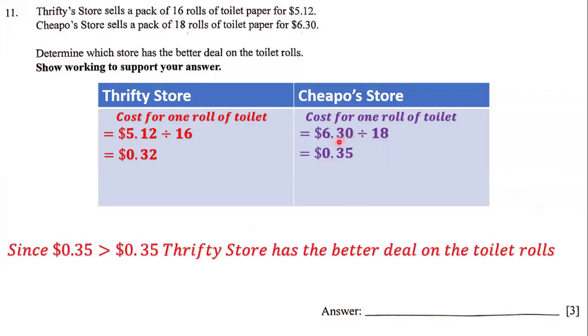Well, we know that 35 cents is higher than 32 cents. And so since 35 cents is greater than 32 cents, what does that mean? That means that Cheapo Store costs more, right? So that means that Thrifty Store has the better deal on toilet rolls. And that's the answer for this question. Thrifty Store has the better deal.